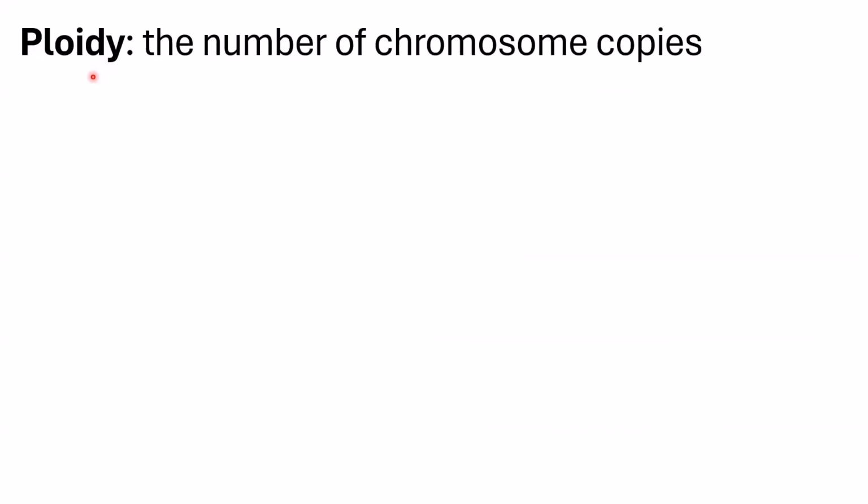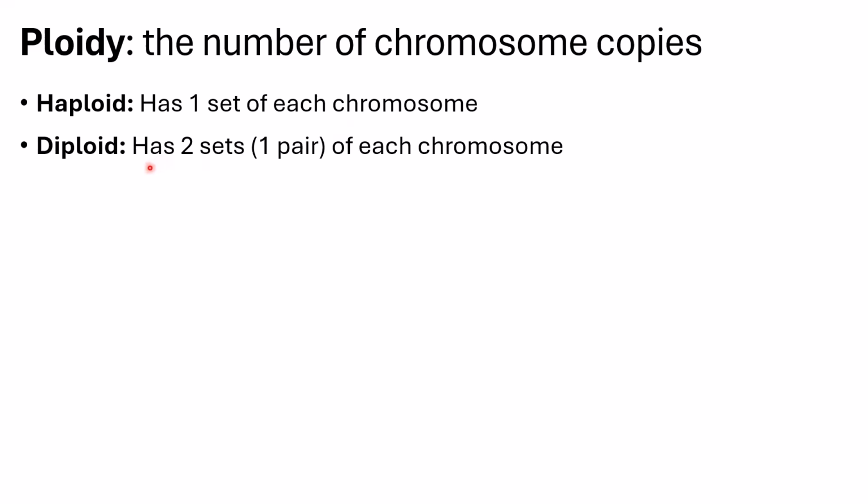The word ploidy refers to the number of copies of each chromosome an organism has. A haploid is an organism that has just one set of each chromosome. A diploid is an organism that has two sets of each chromosome, or in other words, one pair of each chromosome. Some eukaryotes are completely haploid, while others are generally diploid but have haploid life stages, or vice versa. Humans, for example, are diploid but have reproductive cells that are haploid.